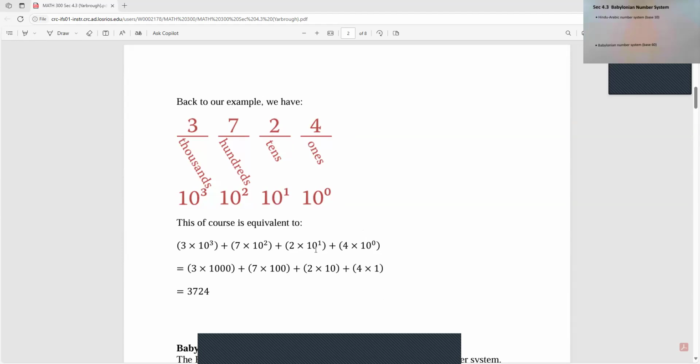10 to the first power is the same as 10. 10 to the second power is the same as 100, and 10 to the third power is the same as 1,000. So this is 3,000 plus 700 plus 20 plus 4. Okay, 3,000 plus 700 plus 20 plus 4 makes this number that we call 3,724. That's what we mean when we say that the Hindu-Arabic number system is a base 10 number system.